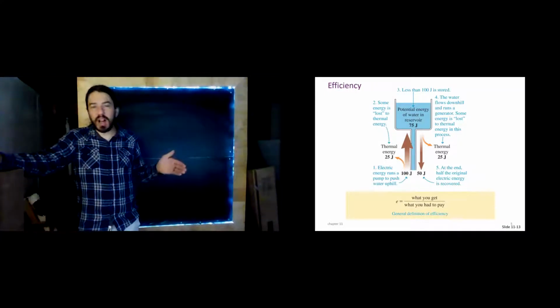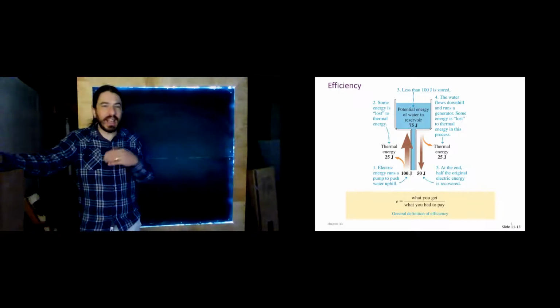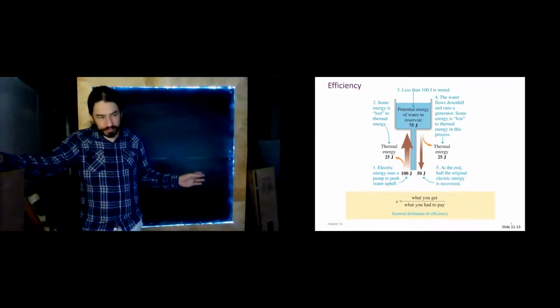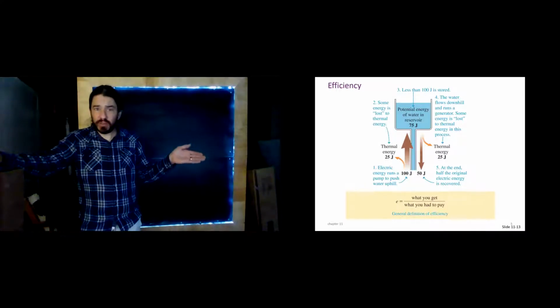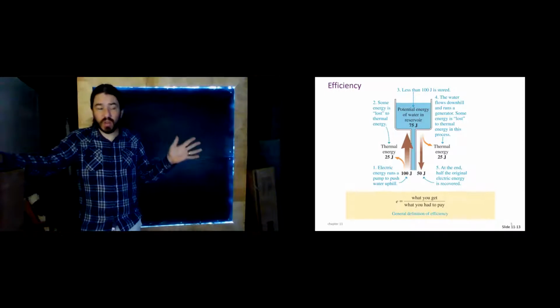That 50 joules that you lost to thermal energy, it's gone. It can never be useful to humans again. It's very high entropy, and it's just not useful. You can't use it to run a generator. You can't use it to run your computer. Nothing like that. It's not useful.